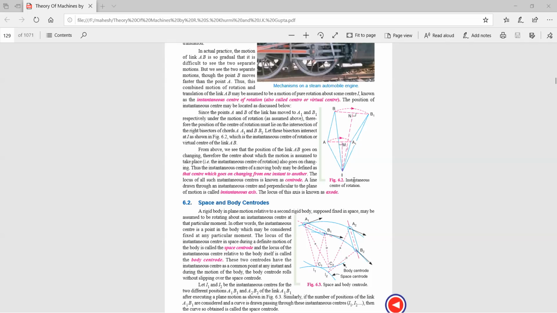So this is known as an axode. Okay, sorry, these are not axodes; these are known as a centrode. The locus of such instantaneous centers, what does it mean? If I take one more position like A2, B2, then A3, B3, and go on continuing and joining those points, I will get I1, I2, I3 like this. Those points are known as the centrode.